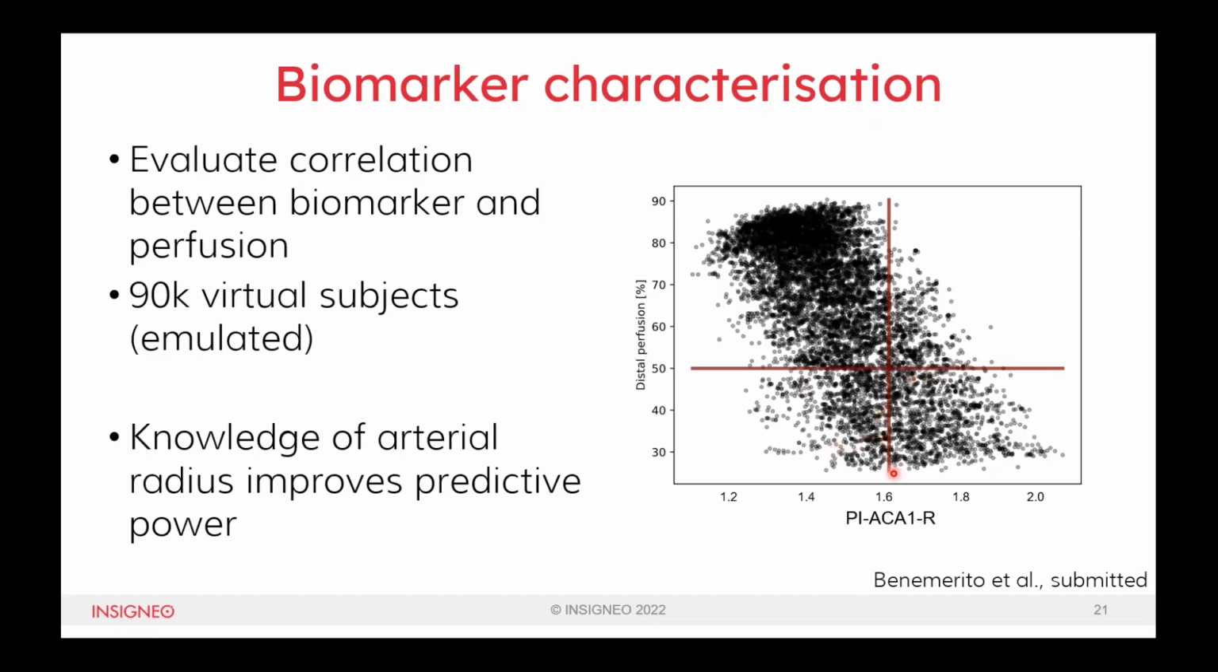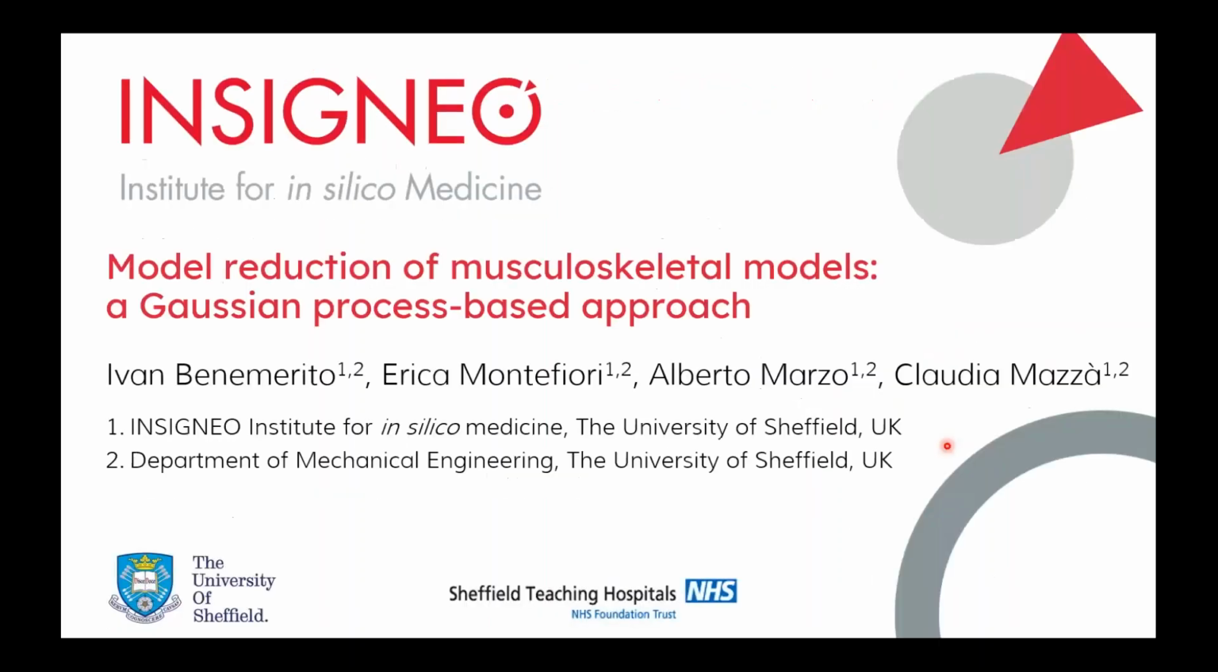But the biomarker could be used to identify thresholds that inform on the probability that the level of perfusion is above or below a certain threshold of clinical interest. So this would help the clinical decision making in emergency situations, because from the value of the biomarker, the doctors could at least have a rough idea of what the distal conditions are. So this concludes the cardiovascular application. I will now dive straight into the musculoskeletal one.